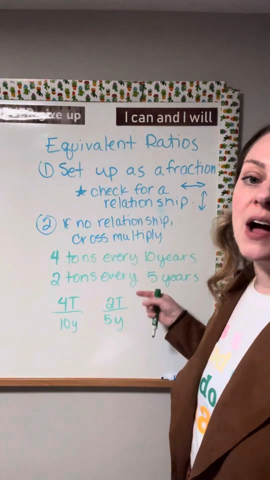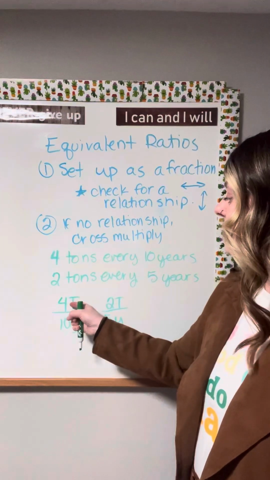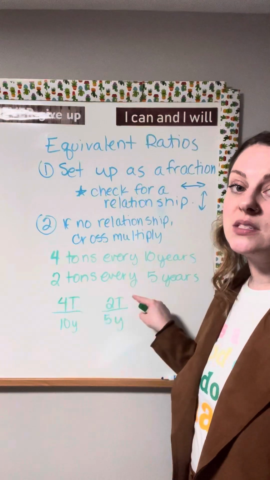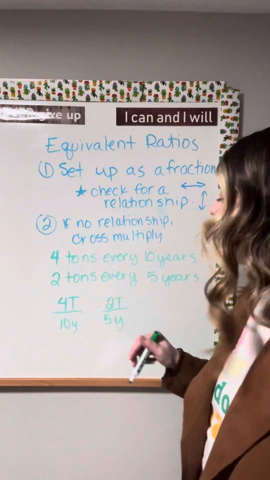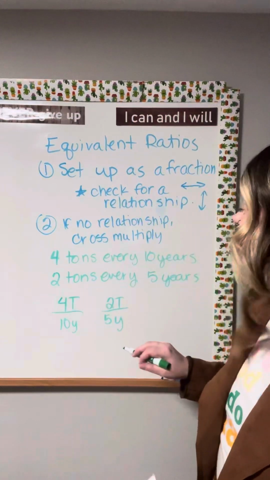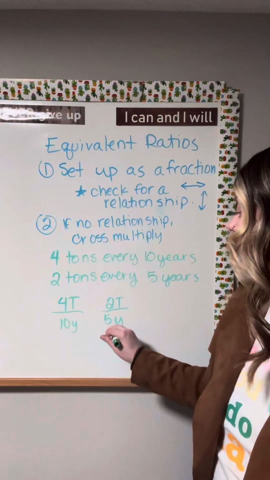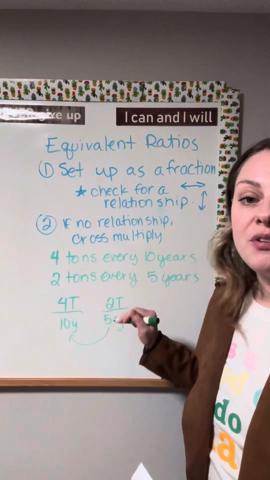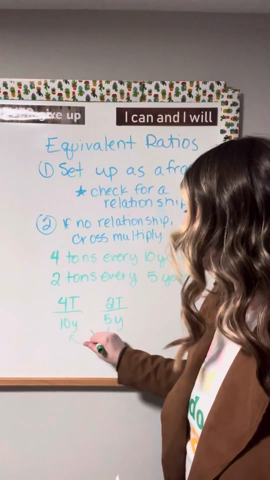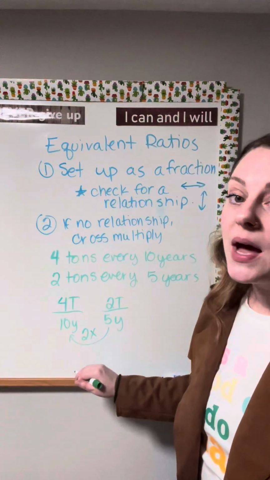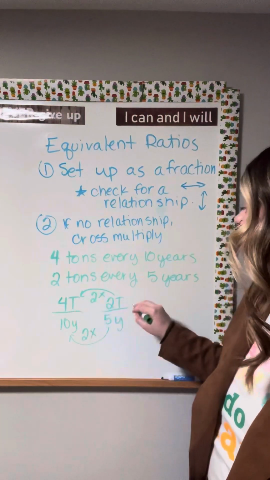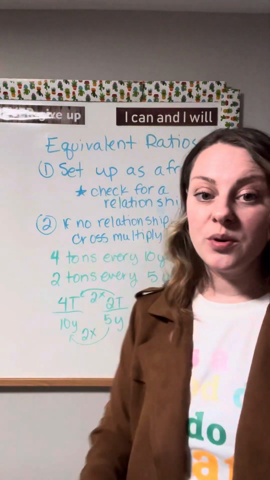You could not put the 5 up here because then 4t would be next to 5y. So that represents years. This is tons. So if the tons is on top, the tons is on top over here. You feel me? Cool. All right, so now let's look for a relationship. I already see many relationships right here. I can go from 5 to 10. How do I get from 5 to 10 by multiplying? Because I'm going up, which means I have to multiply. I multiply by 2. So what I do to the bottom, I do to the top. And 2 times 2 is 4. So yes, they are equivalent.